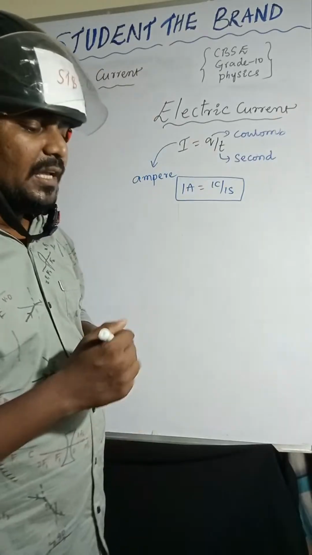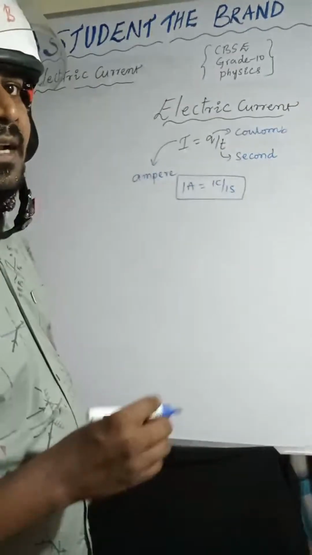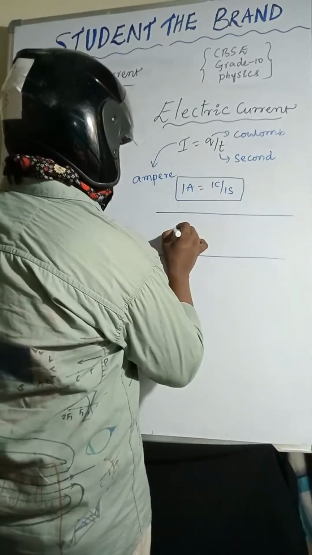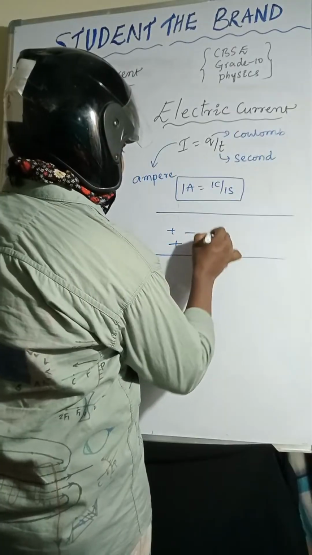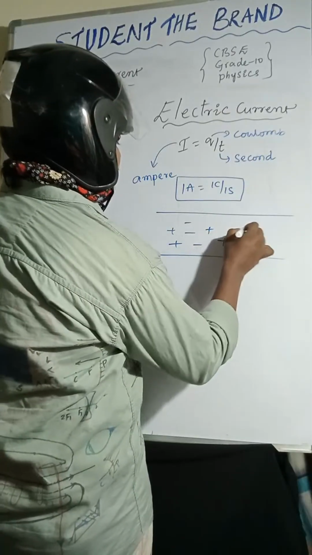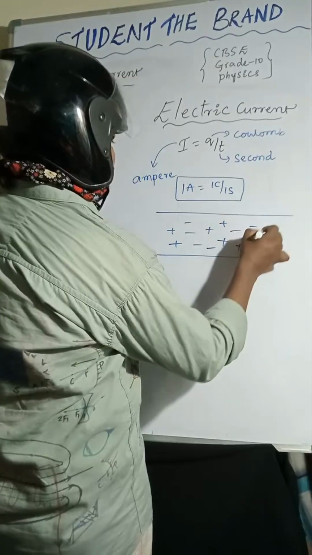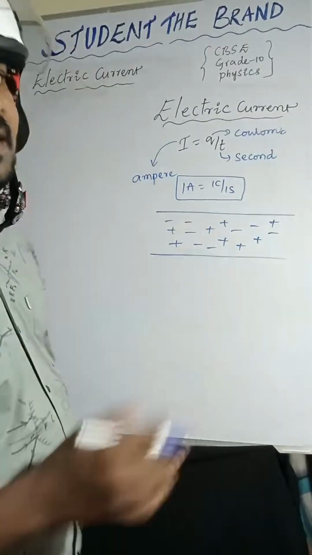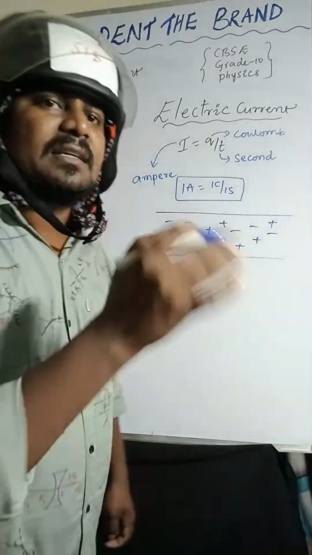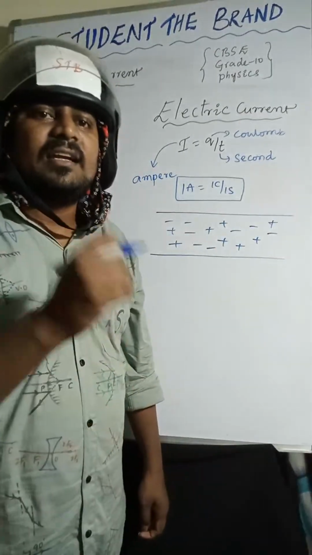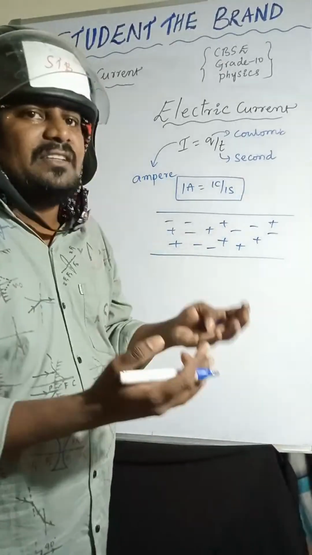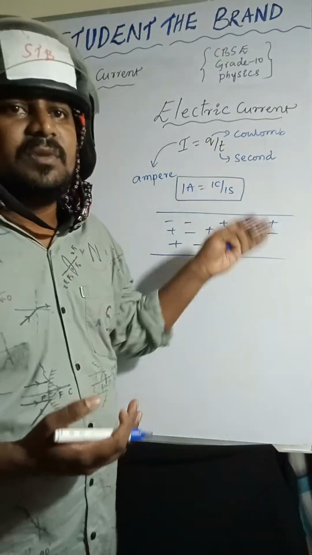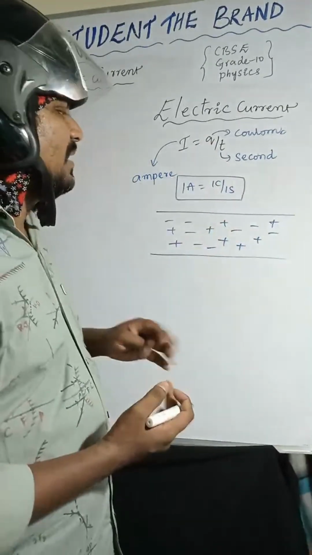And next one, charges are moving inside of the conductor. There are positive charges and negative charges. A number of charges will move, it won't be just one or two. If only one electron moves, we can't say current is flowing. If only two electrons flow, we can't say current is flowing. So there are many positive or negative charges moving inside of the conductor.